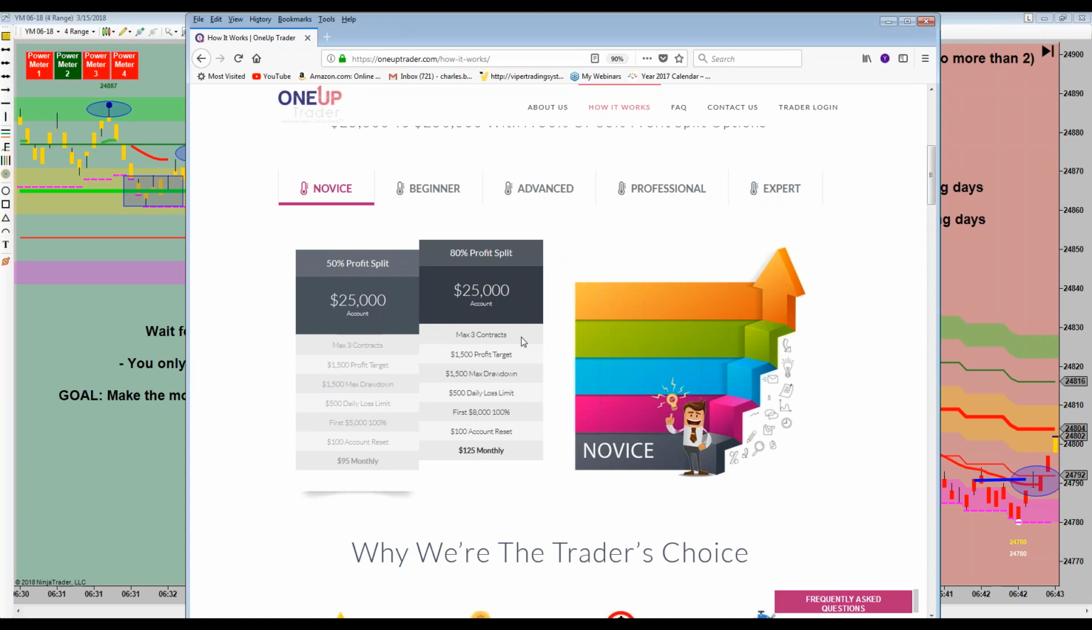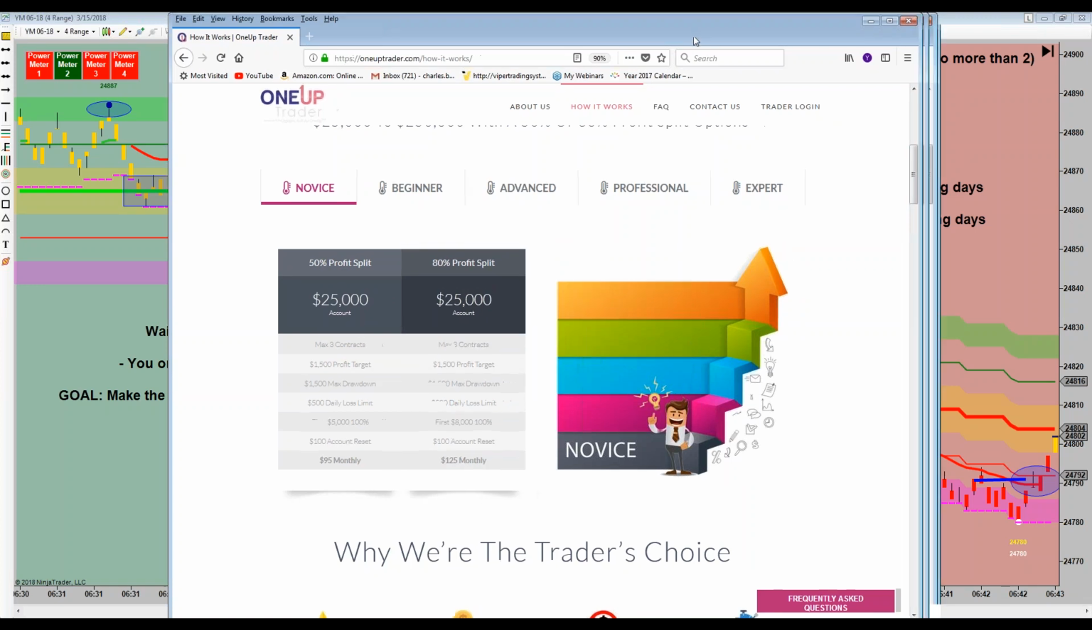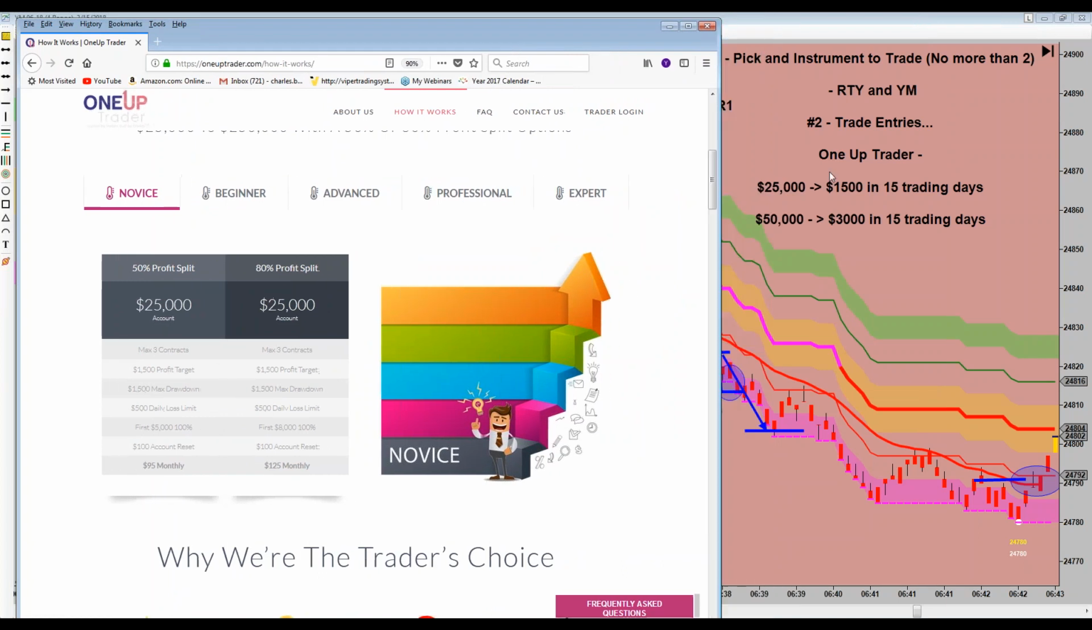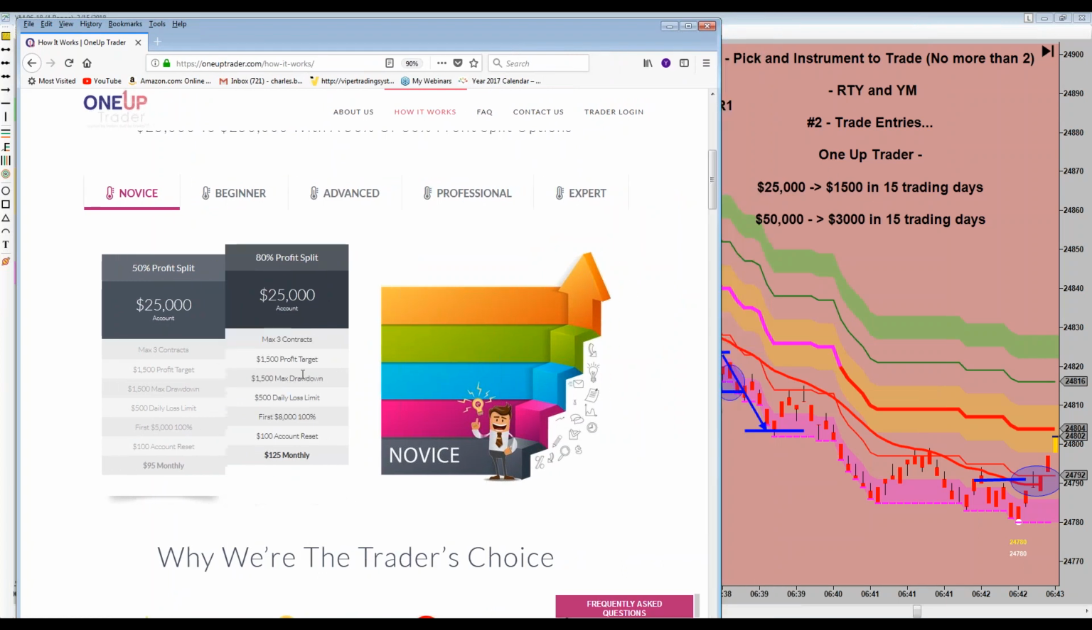The way this works is you can trade a maximum of 3 contracts. Your profit target, as I mentioned over here. Remember I mentioned this? For those of you who remember that, just real quick, you have to make a $1,500 profit target in 15 days. You've got to obey the drawdowns. You can't draw down more than $500 a day or $1,500 max.